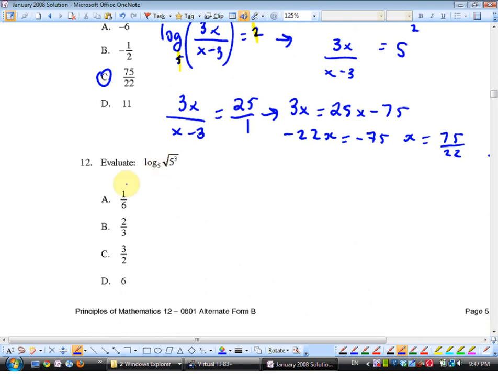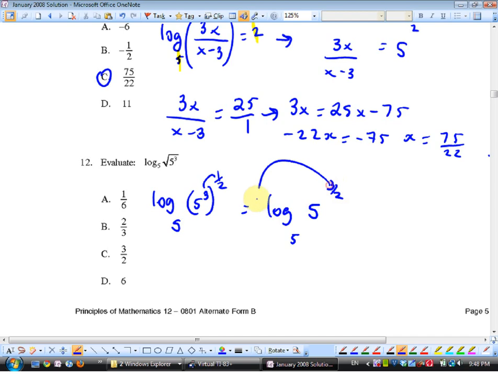Evaluate this. Well, let's see. I'm probably going to write this as one big exponent. This is log base 5 of 5 cubed to the 1 half, because square root is the same as 1 half exponent. And I can use my power to a power rule. This is going to be the log base 5 of 5 to the 3 over 2. And I can move the exponent to the front. I'll get 3 over 2 log base 5 of 5. And what is log base 5 of 5? Just 1. The answer is 3 over 2.